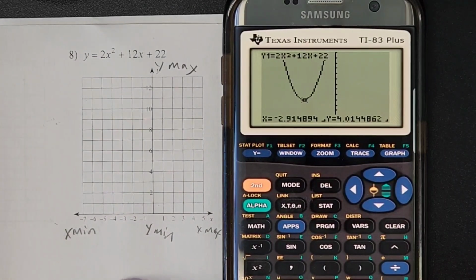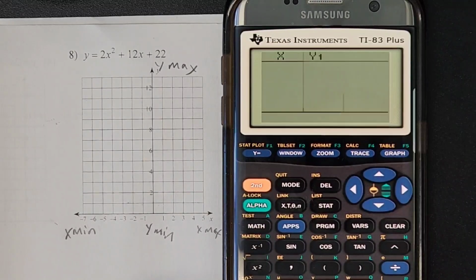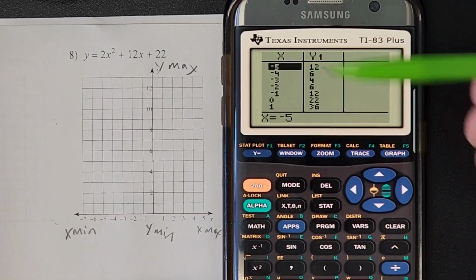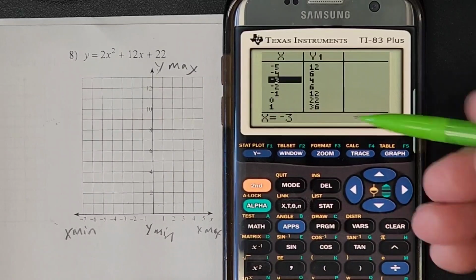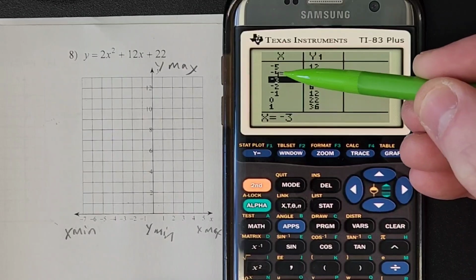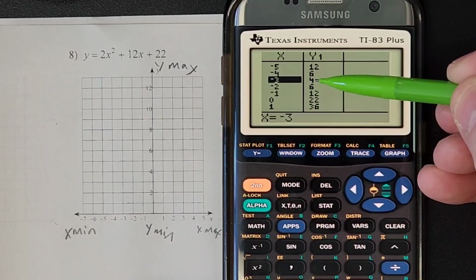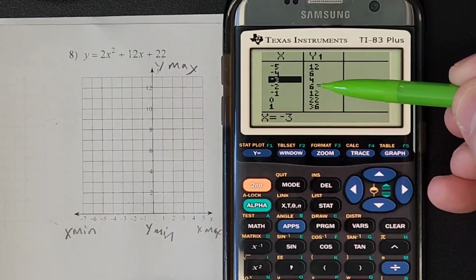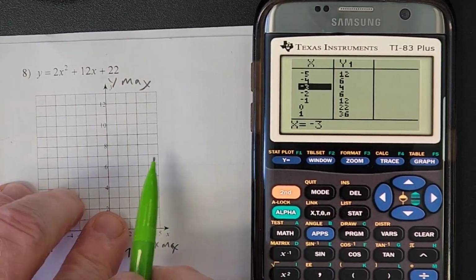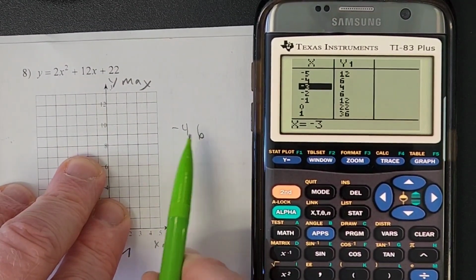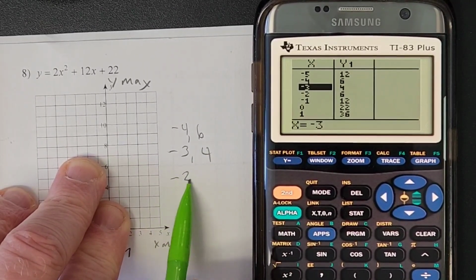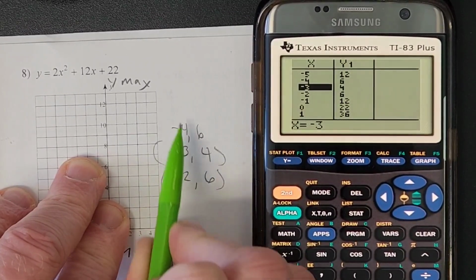And then we're going to go to the table. Second table. And again, we're looking for where it was -3, 4. So we'll find -3. There it is. -3, 4. And we need to write the 3 points. The one above it, the actual vertex, -3, 4, and -2, 6. So that's what we need to write for number 8: -4, 6, -3, 4, and -2, 6. You put those all in parentheses.